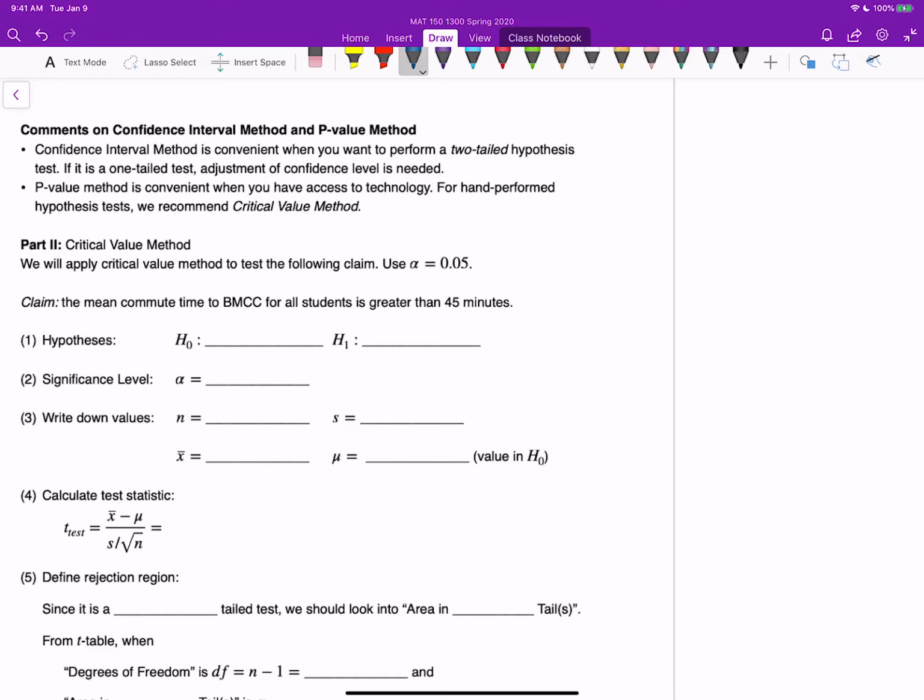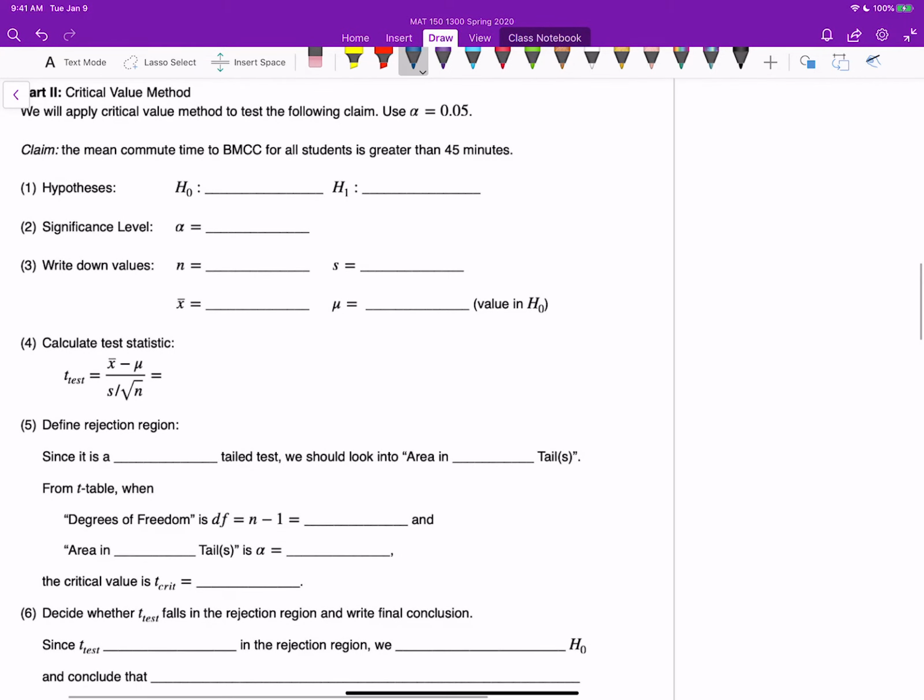Comments: the confidence interval method and the p-value method. The confidence interval method is convenient when you want to perform a two-tail hypothesis test. But if it's a one-tail test, you have to adjust the confidence level by either doing a sketch or looking at the table that I gave you on the previous handout. The p-value method is convenient when you have access to technology, which most of you should be able to use.